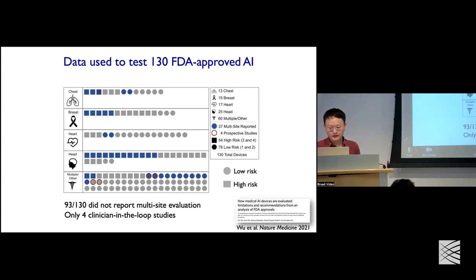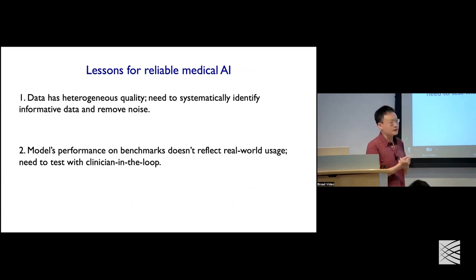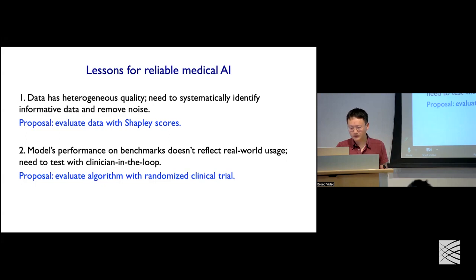Okay. Yeah, good questions. So a couple of the main challenges that we learned. One is that, of course, in biomedicine, a lot of the data can be very heterogeneous. So we need to have some systematic ways to figure out what is higher quality, more informative data, and also to filter out the noise. And the second is that often the model's performance on these retrospective benchmarks could be very misleading. So we need to have ways to do much more rigorous prospective evaluations, especially involving actual real users.